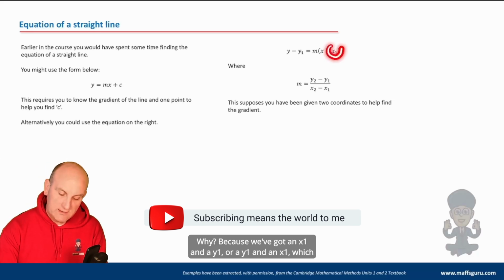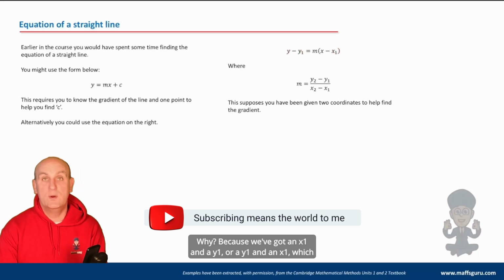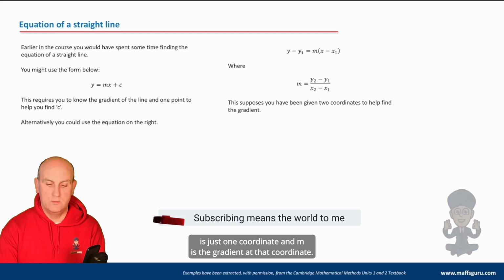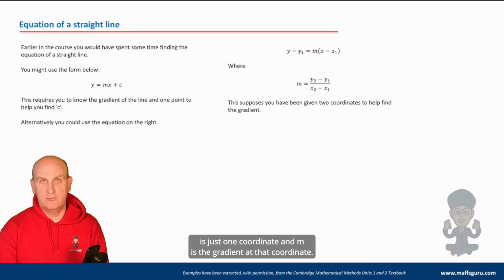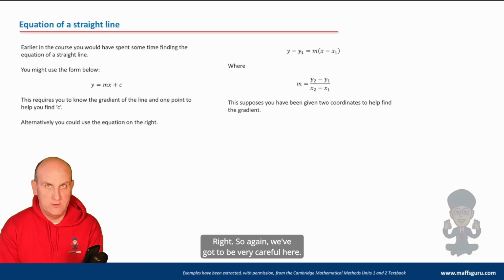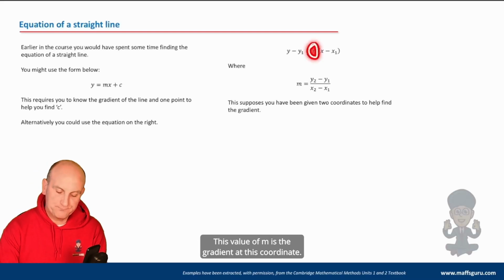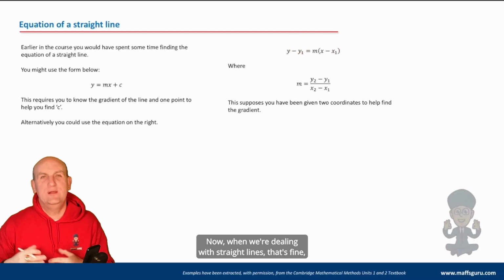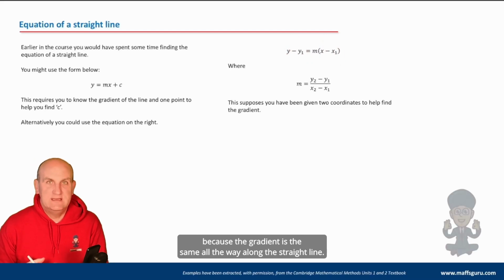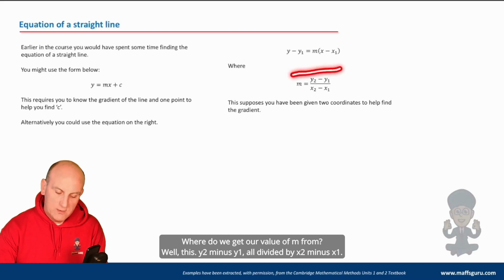Why? Because we've got an x1 and a y1, or a y1 and an x1, which is just one coordinate, and m is the gradient at that coordinate. So again, we're going to be very careful here. This value of m is the gradient at this coordinate. When we're dealing with straight lines, that's fine, because the gradient is the same all the way along the straight line. Where do we get our value of m from?